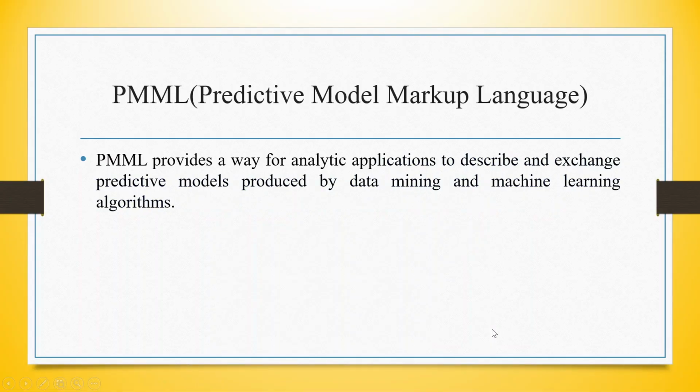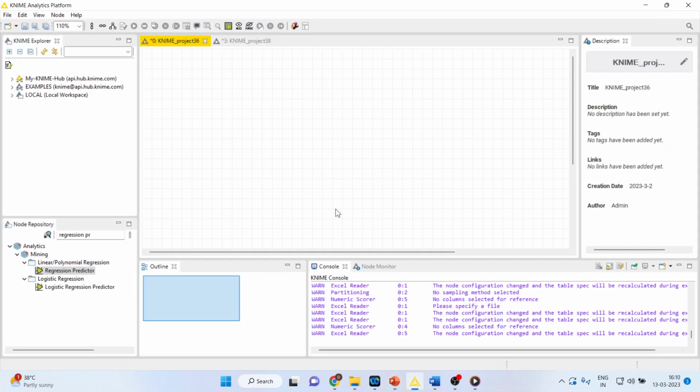What is a PMML model? PMML provides a way for analytic applications to describe and exchange predictive models produced by data mining and machine learning algorithms. How can we do this? It's very simple. Let's see in KNIME Analytics Platform.